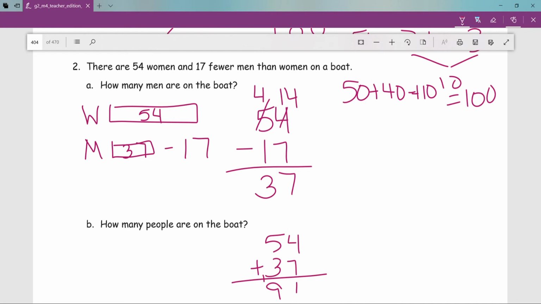Most of the problems on the homework are worked just like this. If they will draw out the tape diagram, I think it will help them see exactly what they're trying to do. Are you trying to add or are you trying to subtract? And that will help them solve the problems.